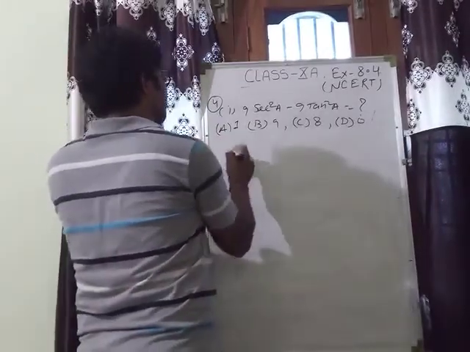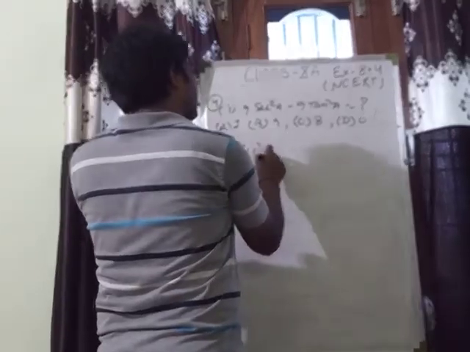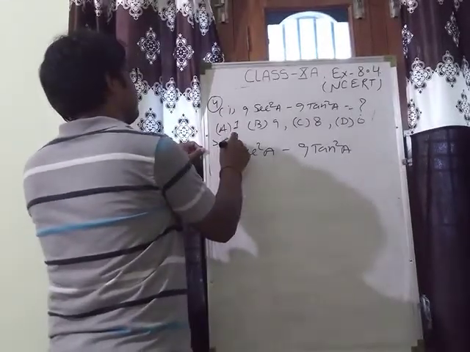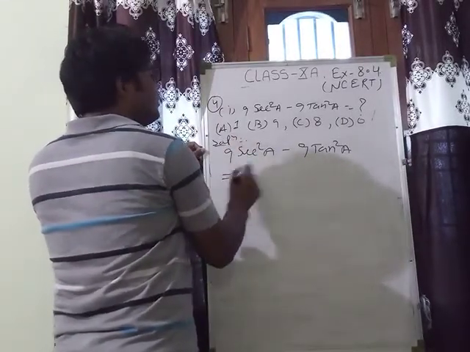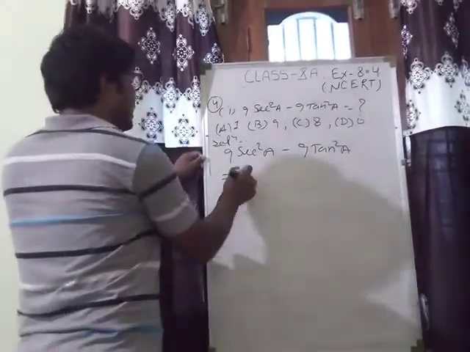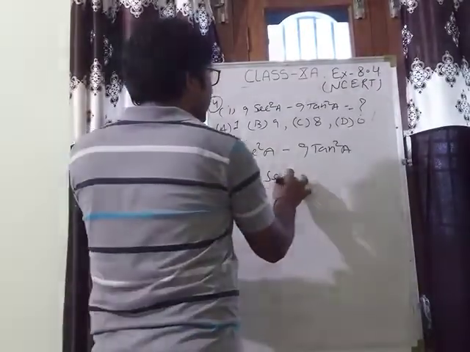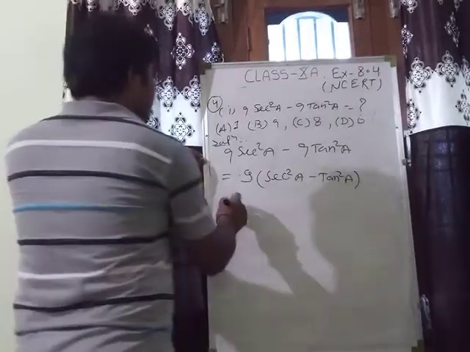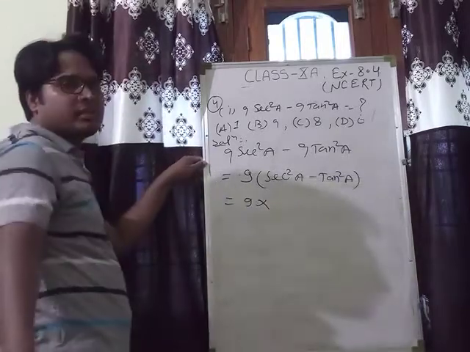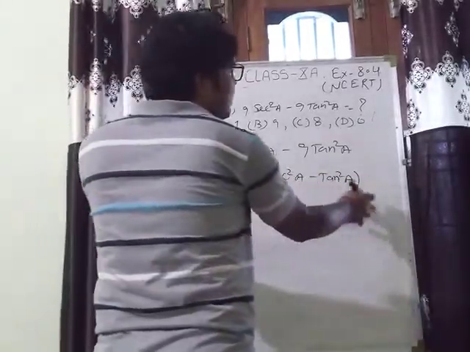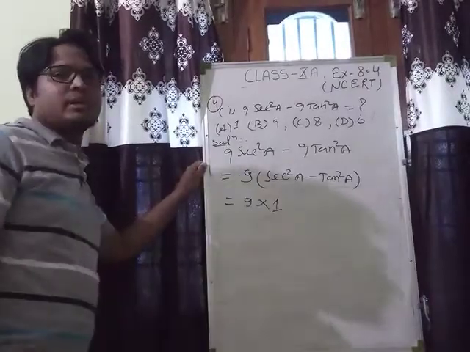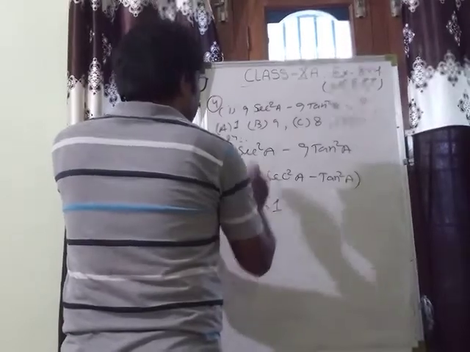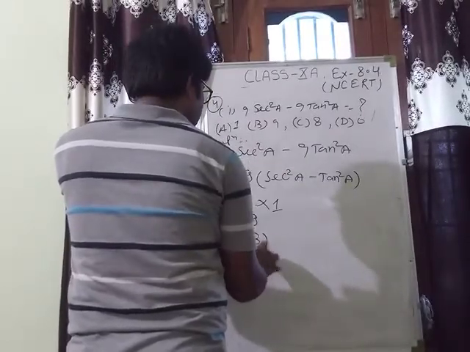See, 9 sec square a minus 9 tan square a. See its solution. You can see 9 is common from both. So 9 can be taken outside. It will be 9 into sec square a minus tan square a. Now see the list of identities. Sec square theta minus tan square theta is equal to 1. So that will be 9 into 1, that is 9. So your option B is correct.